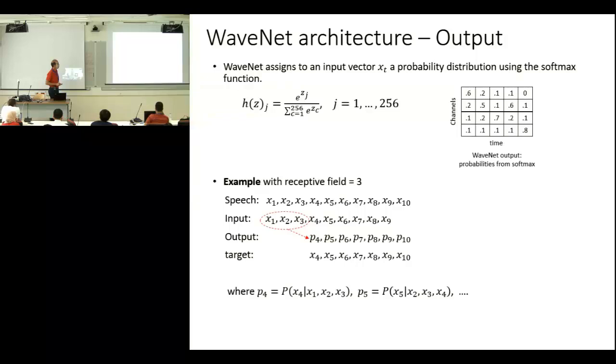So we have two distributions. This one, which is a categorical distribution with 256 values, and we have some probability in each one of these categories. And this one, which is one-hot encoded, which has probability 1 in one of the bins and 0 in all other bins.